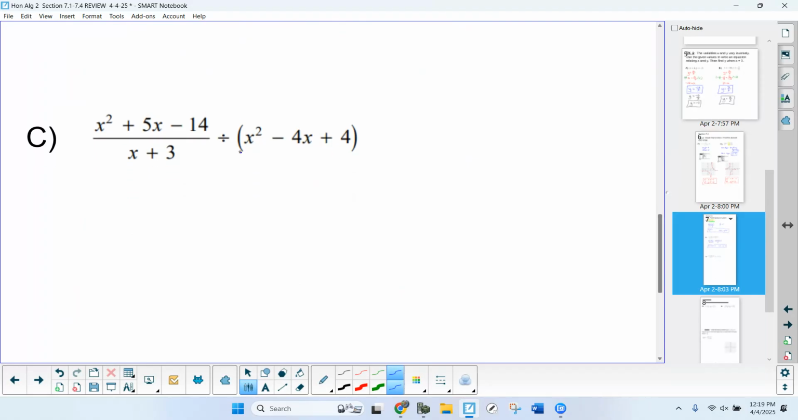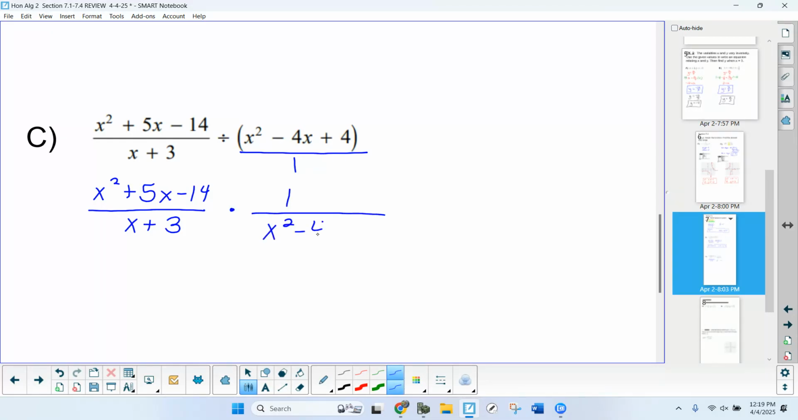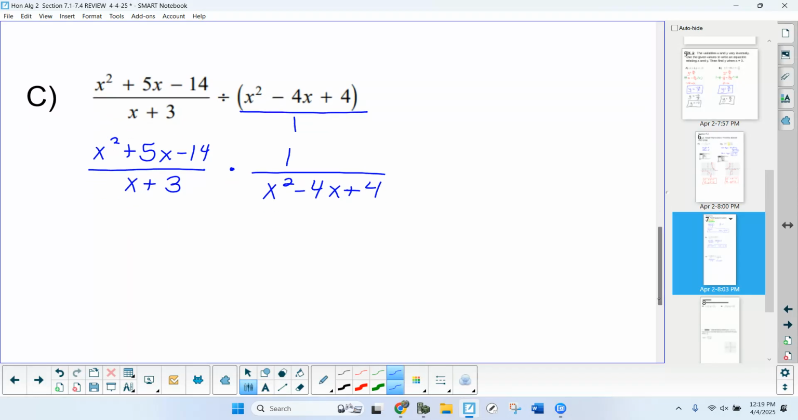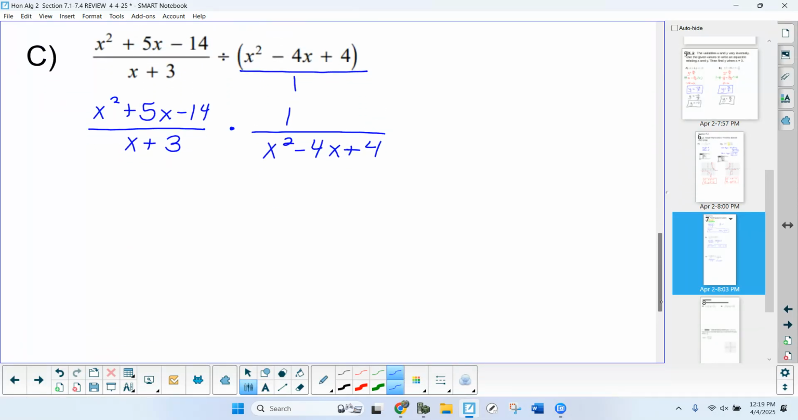What's this over right now? Anything over 1. What do we do when we divide? Keep, change, flip. Keep the first fraction. Change the division to multiplication. Flip the second fraction. Now, when I multiply, I really what?